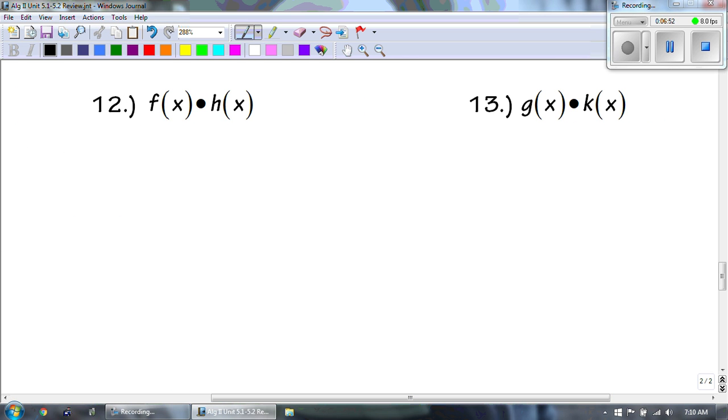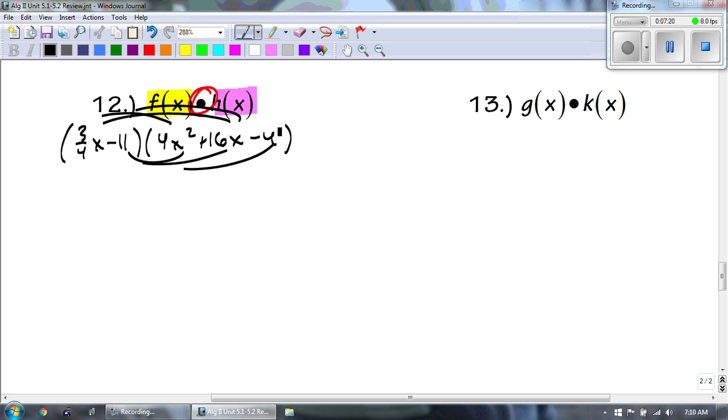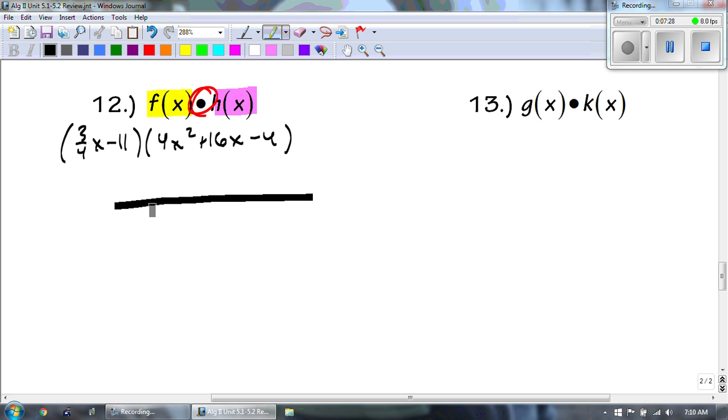All right. It's always important to, one, look to see what functions you have. And the next thing is, hey, what operation are you doing? We're timesing here, okay? So some of you guys like to distribute. So you would just take 3/4 x minus 11, and then 4x squared plus 16x minus 4, and do all that stuff. And you know, you can do all that. I'm not a fan. Me, I'd rather do the box method because it's more organized.